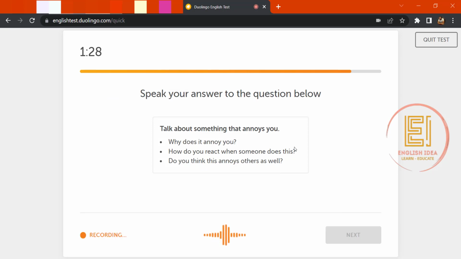Today I'm going to talk about something that annoys me, and that is when somebody is chewing loudly. I really don't like it when they chew loudly. And well, if somebody is chewing loudly, I politely tell them to not make any noise. But if they are not listening, I just ignore it, and I try to move away from the position so that I don't have to hear the chewing sound.